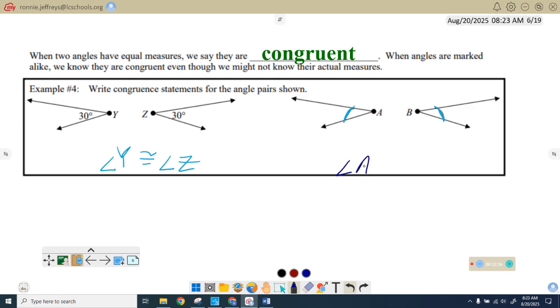This one would be angle A congruent to angle B.